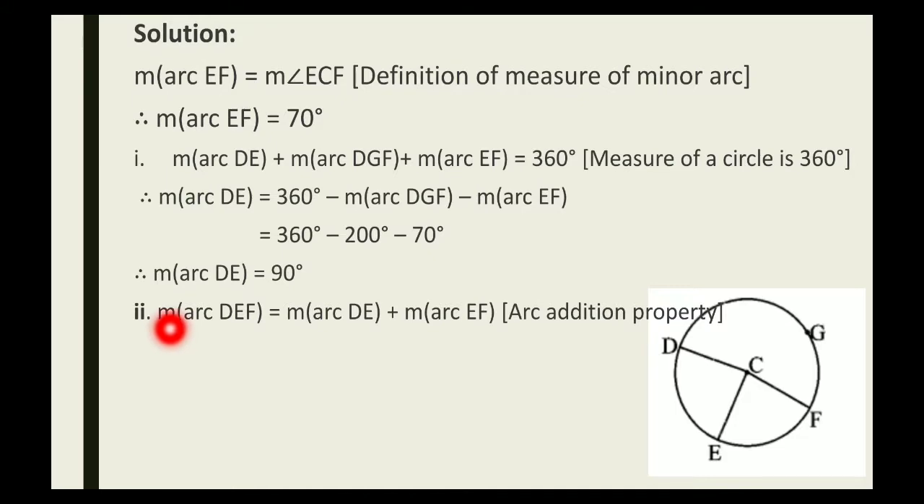We know that measure of arc DEF is equal to measure of arc DE plus measure of arc EF. Arc addition property, like we do angle addition, the same way. We know that DE is equal to 90 degrees, which we have just defined, and EF is 70 from before. So therefore measure of arc DEF is equal to 90 plus 70, which is 160 degrees.